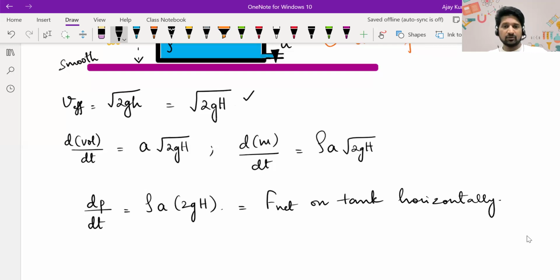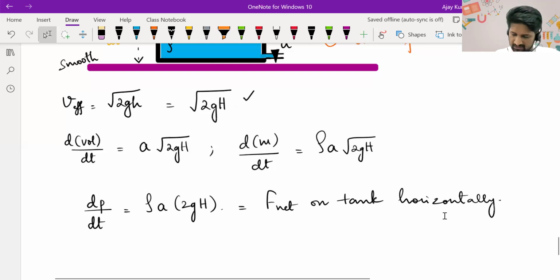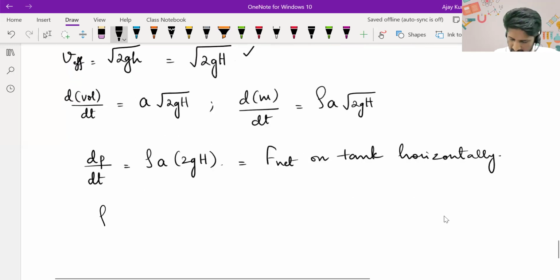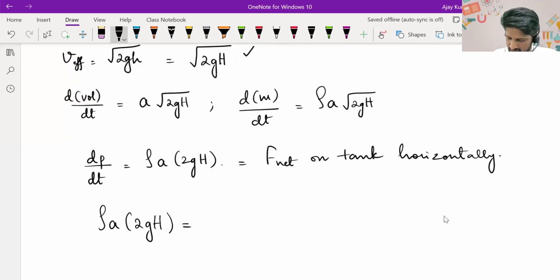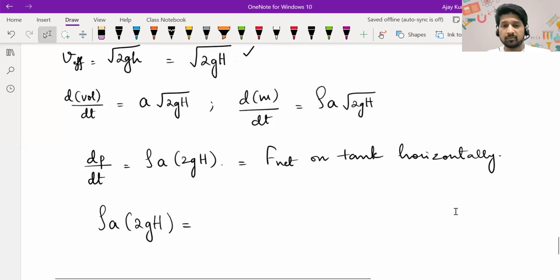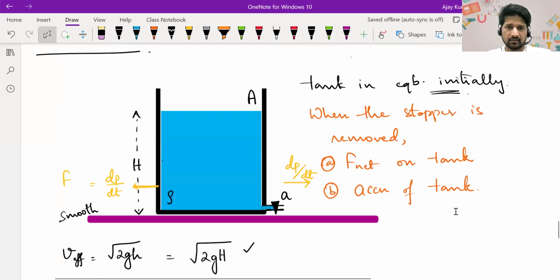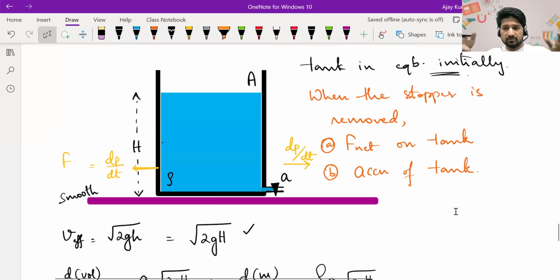Fine. If you know net force, you can write the expression for acceleration. F net is equal to mass into acceleration. So rho small a 2gH net force is equal to, one of you tell me how much is the mass of the tank? I told you the mass of water in the tank itself is the mass of the tank. So how much is the mass of water in the tank?